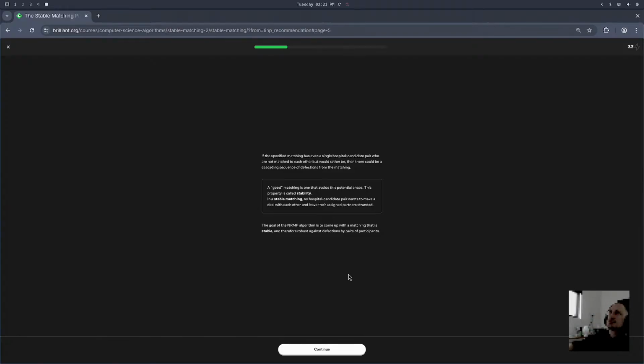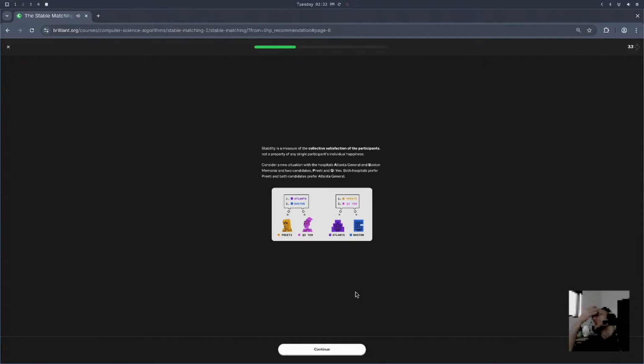Alright, if the specified matching has even a single hospital candidate pair who are not matched to each other but would rather be, then there could be a cascade sequence of defections for the matching. A good match is one that avoids potential chaos. This property is called stability. In a stable matching, no hospital candidate pair wants to make a deal with each other and leave their assigned partners stranded. The goal of the NRMP algorithm is to come up with a matching that is stable, and therefore robust against defections by pairs of participants.